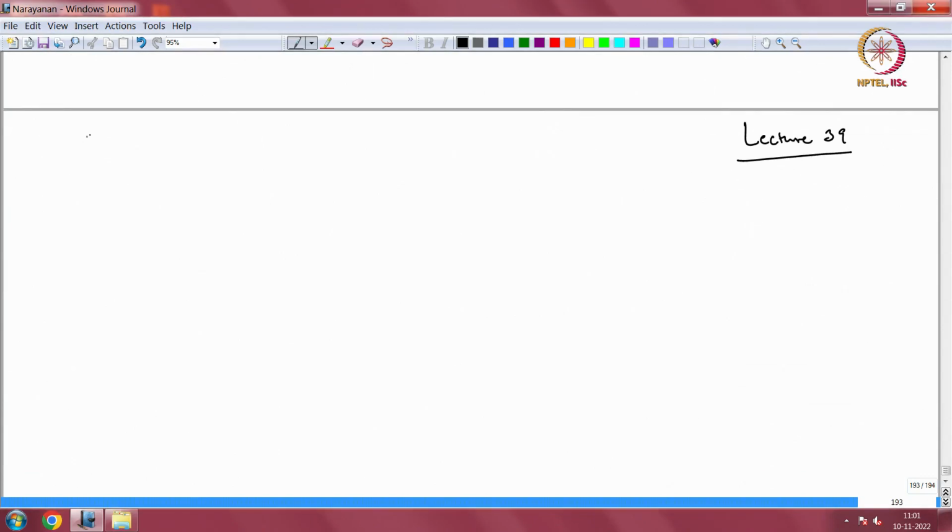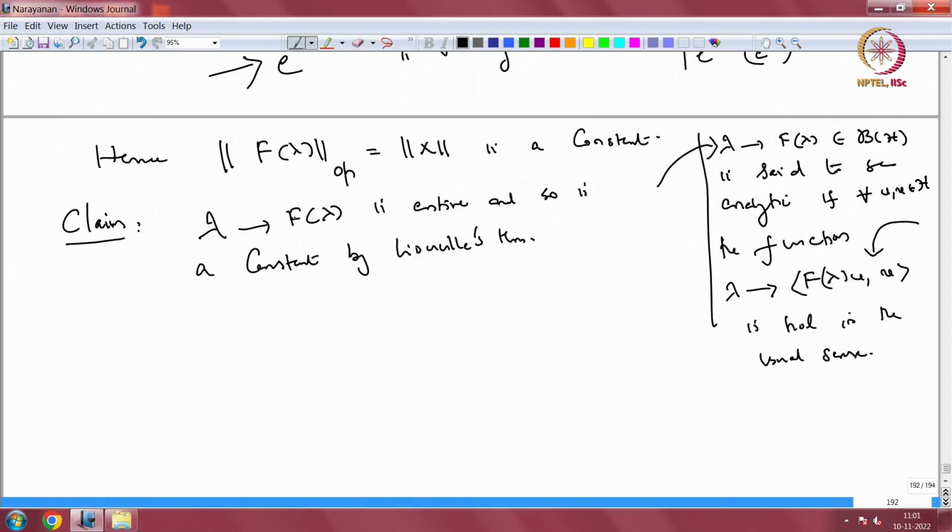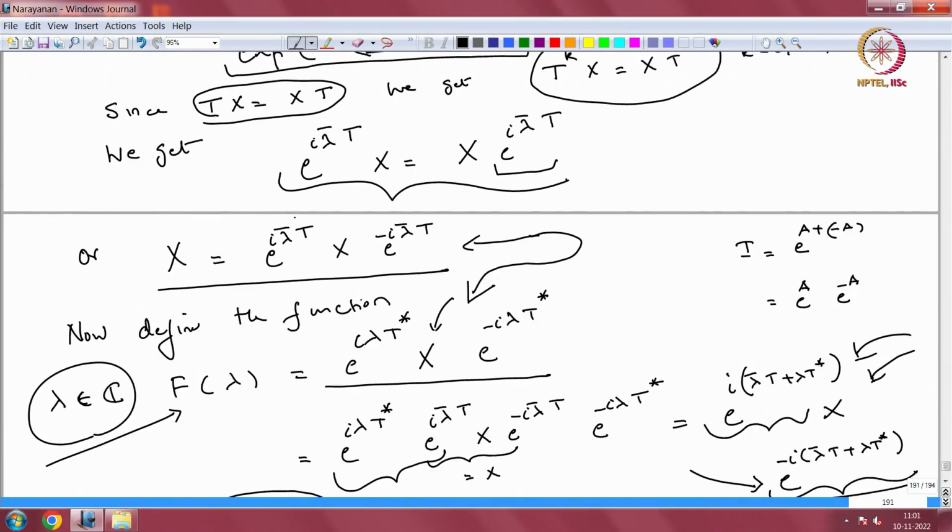So, let me write that lambda going to f lambda is entire, and norm f lambda, well, this is equal to norm x, and so bounded implies f lambda is a constant. Okay. So, that it is an entire function is sort of trivial because f lambda is written... So, let us go back to f lambda. Here is the expression for f lambda. F lambda is e to the i lambda T star x e to the minus i lambda T star, right.